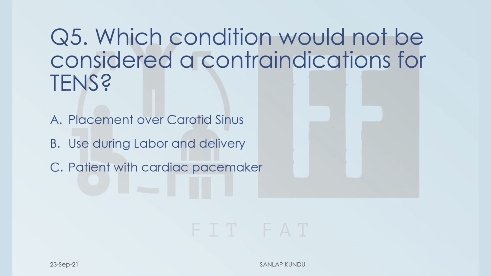Now, let's see what option D is. Option D is placement over pregnant uterus. We do not place TENS over the pregnant uterus because it is a contraindication of TENS. Now, we see that option A, option C and option D are contraindications for TENS. So it leaves option B.